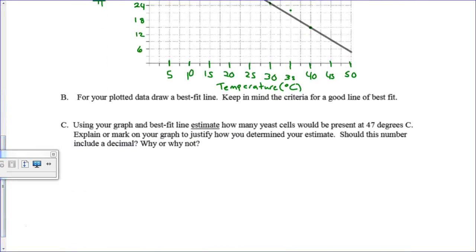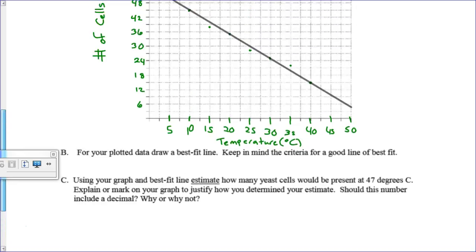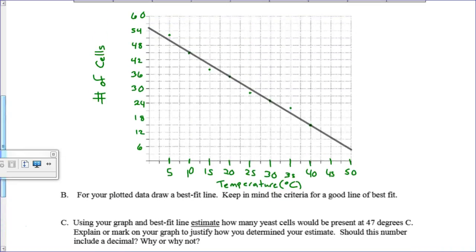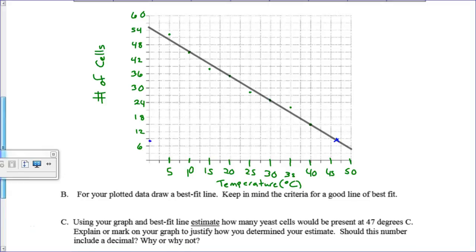So for C, it says, estimate how many cells would be present at 47 degrees Celsius and explain. So what we're going to do here is we look at our line of best fit, as I said. We want to find 47 degrees Celsius. So 47 is right about here. All right, and then you're going to trace that over and see what that would be. It looks like if you trace it over, it's somewhere here just below 9. So I'll call that something like 8 cells.